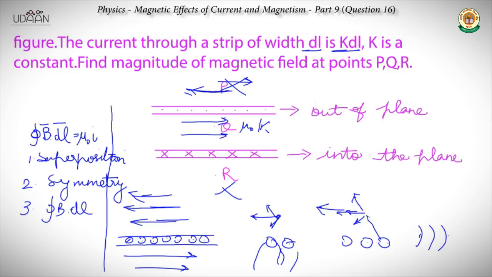So that's question number 16, where we had to find the magnitude of magnetic field at points P, Q and R, and we get the answer for the magnetic field at points P and R as 0 and at point Q as mu naught K.